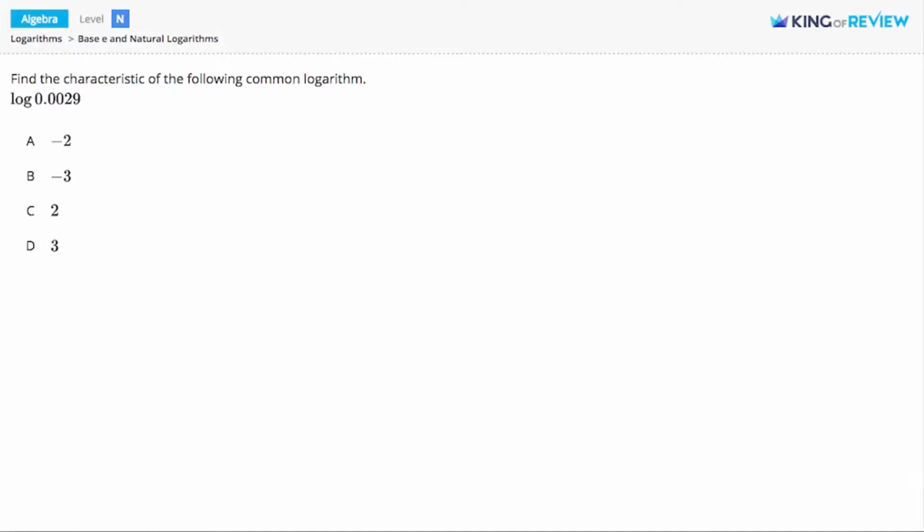Here we have to find the characteristic of the common log, log base 10 of 0.0029. Let's think first about what a characteristic means.